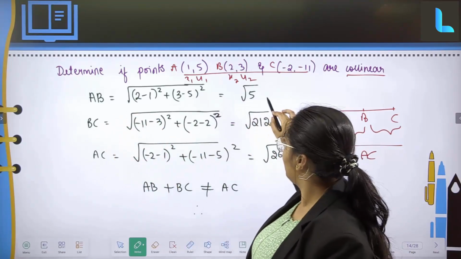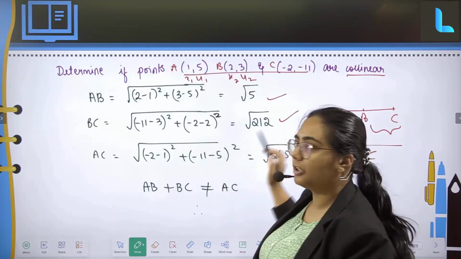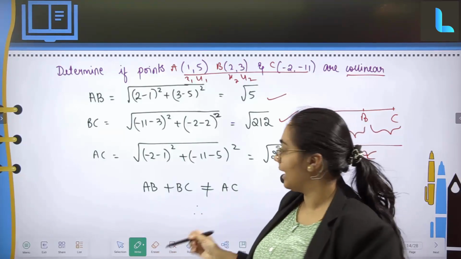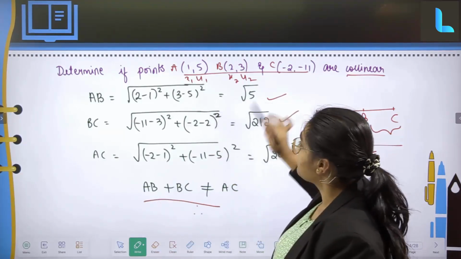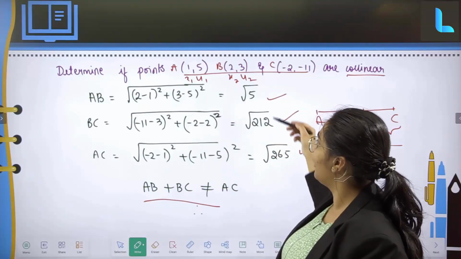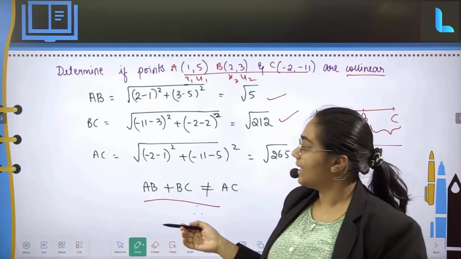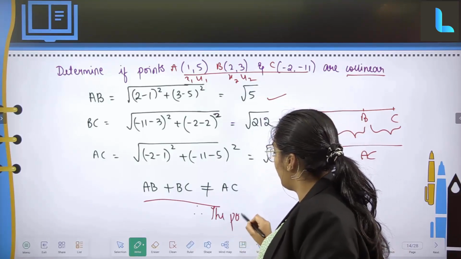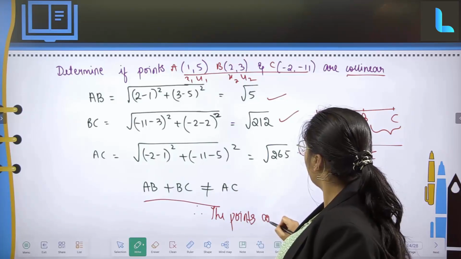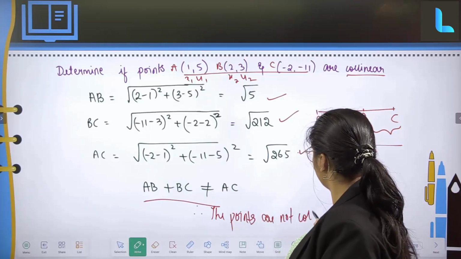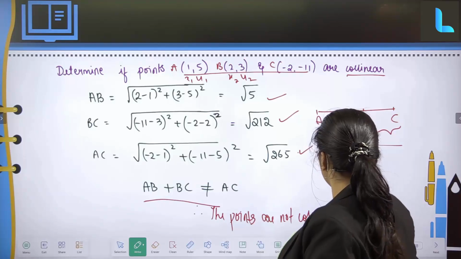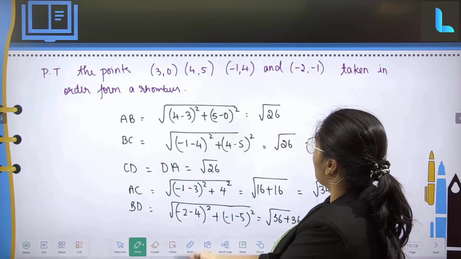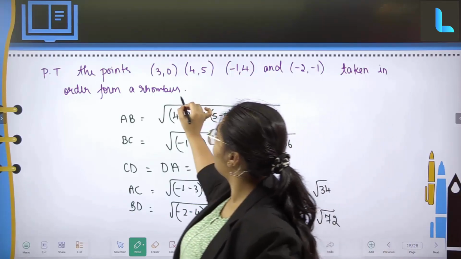So AB is going to be equal to root 5, BC is going to be root 212, and AC is going to be root 265. If you can see, even if I add AB and BC, it is not equal to AC. Therefore, I can conclude that the points given are not collinear. Clear?